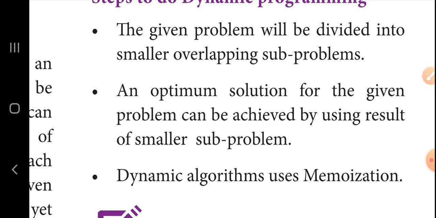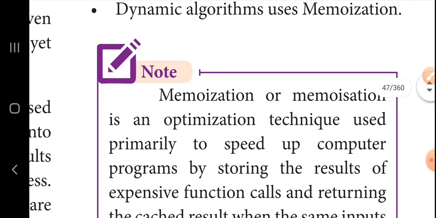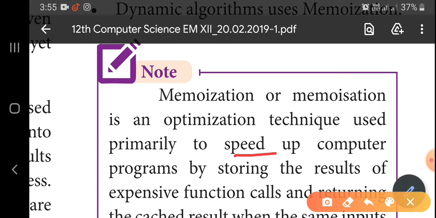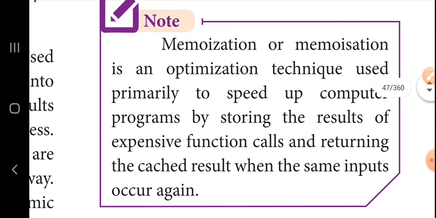Dynamic algorithms also use memoization. Memoization is also one of the algorithmic methods. This method is used to speed up computer programs, by storing the results of expensive function calls and returning the cached result when the same inputs occur again.